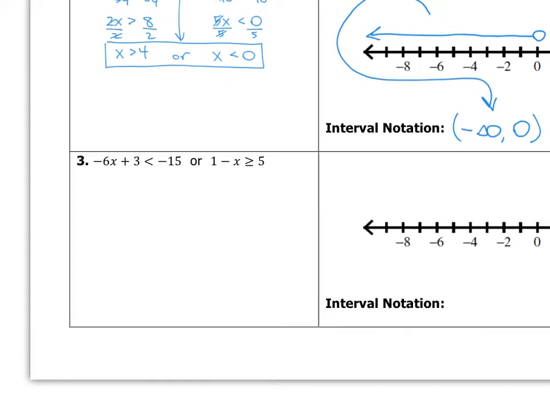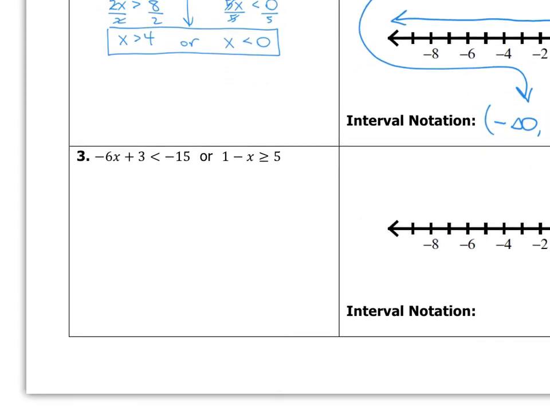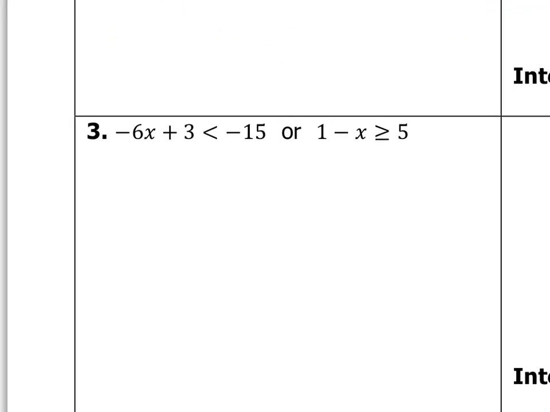Okay, let's look at number 3. Negative 6x plus 3 is less than negative 15, or 1 minus x is greater than or equal to 5. So for this inequality, I'll start by solving the left side. Subtracting 3 to get negative 6x is less than negative 18, and then dividing by negative 6. Remember, when we divide both sides by a negative, our inequality sign flips, so this becomes x is greater than positive 3.